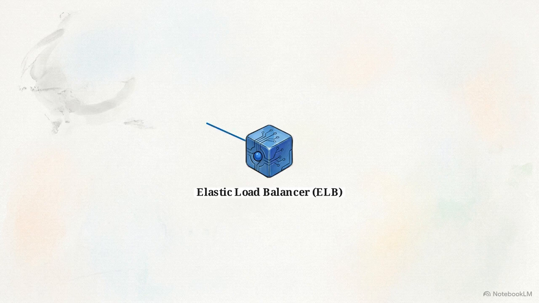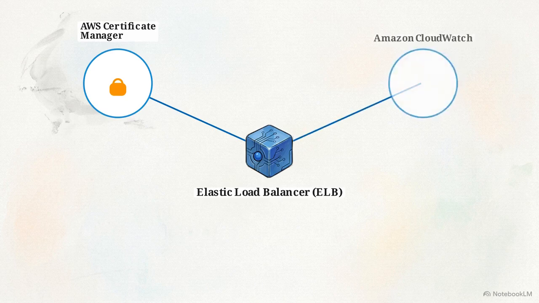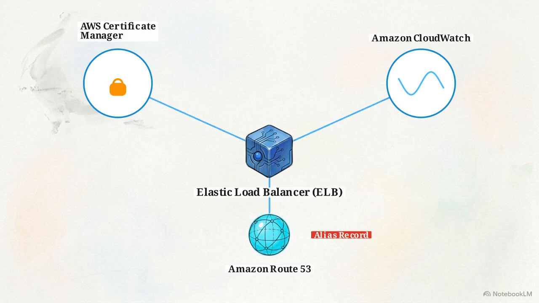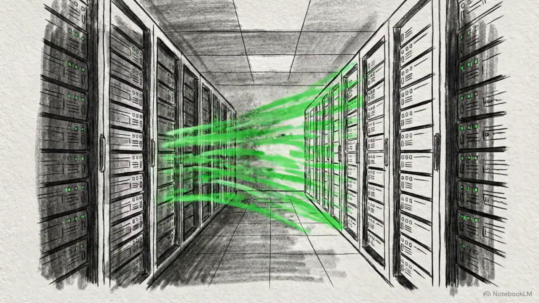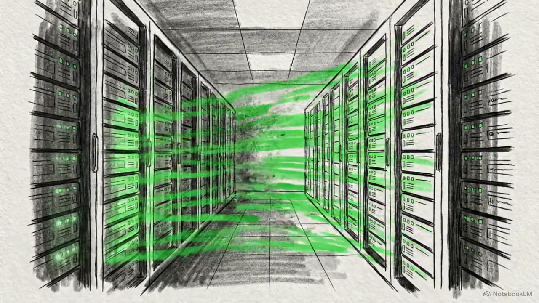To secure your entry points, ELB connects with AWS Certificate Manager to natively bind SSL and TLS certificates for automated encryption termination. For operational visibility, the load balancer streams live logs and latency metrics into Amazon CloudWatch. At the network layer, Amazon Route 53 utilizes specialized Alias records to point custom domains directly to the ELB's endpoint without incurring lookup penalties. On the compute side, engines like EC2 auto-scaling groups dynamically register new targets to the ELB as soon as new instances boot up.